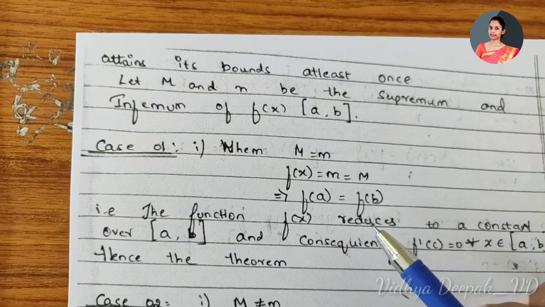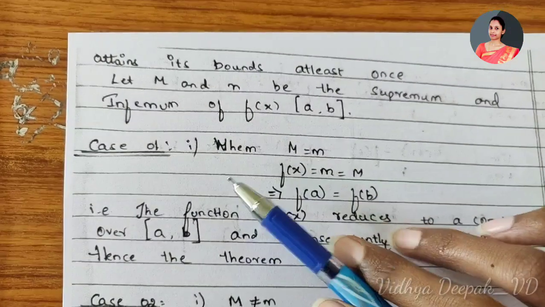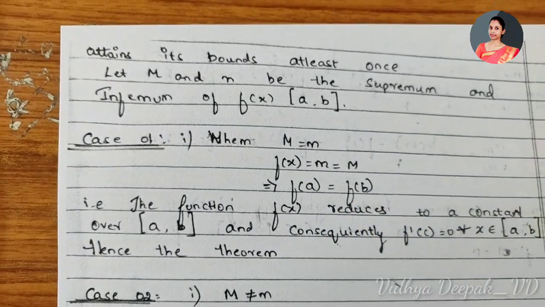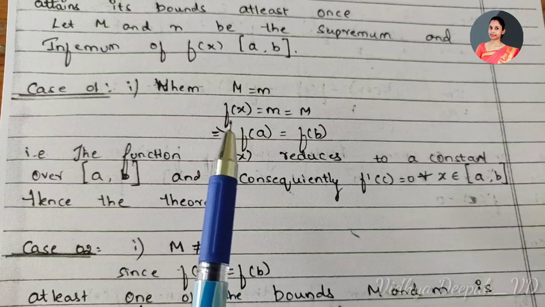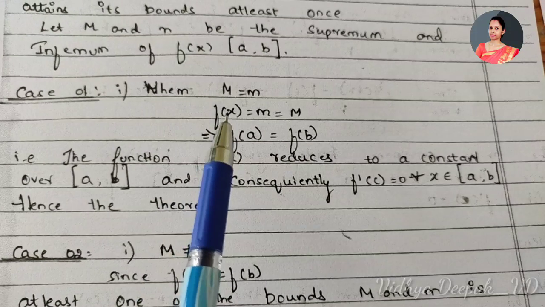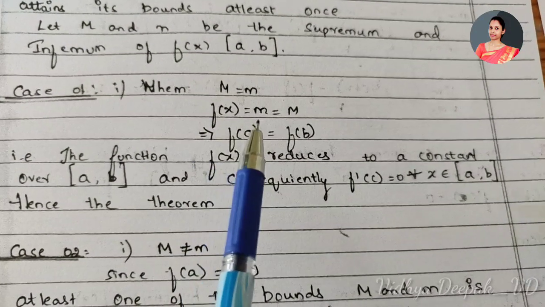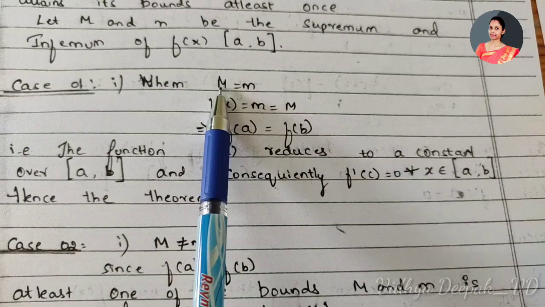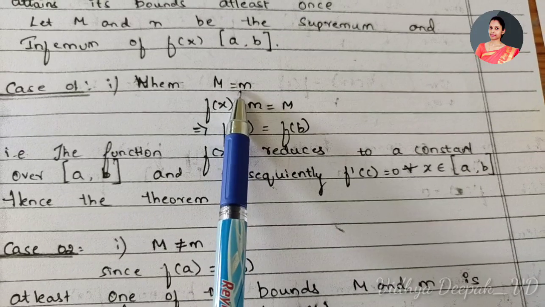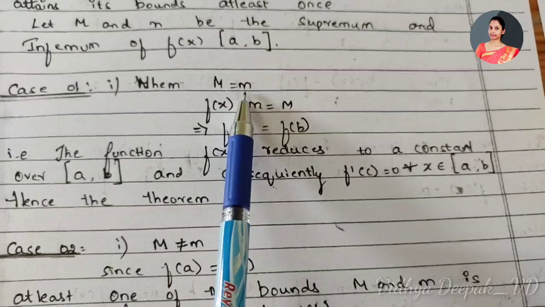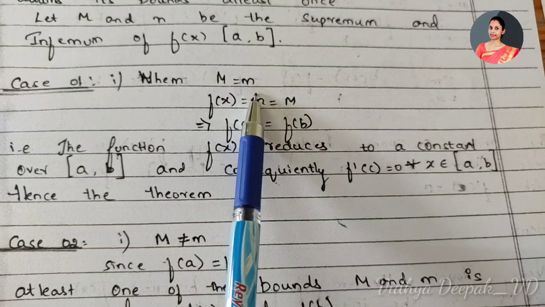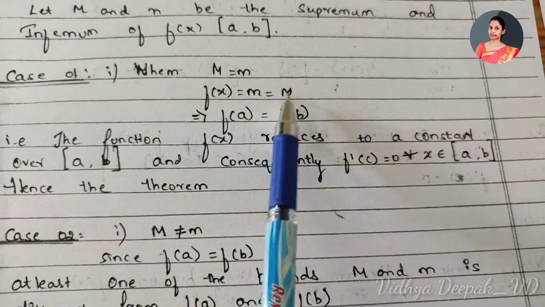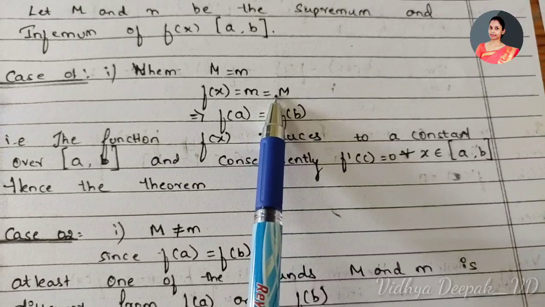We have two cases here. Under case 1, when capital M is equal to small m, that is supremum is equal to infimum, what can we say? I will consider the function f of x is equal to m is equal to capital M. That is, I am taking supremum and infimum to be equal. That will be a number, right? Supremum or infimum will be a constant number. Say I'll take it as 2. Then f of x is also equal to 2. That is what we are saying.